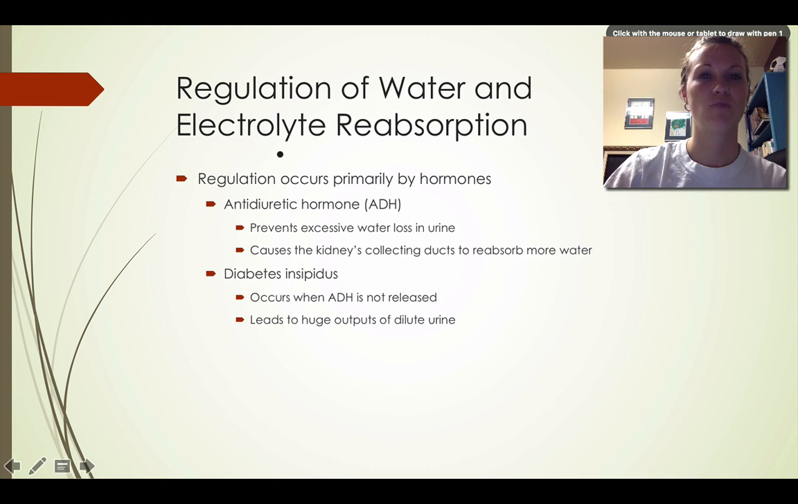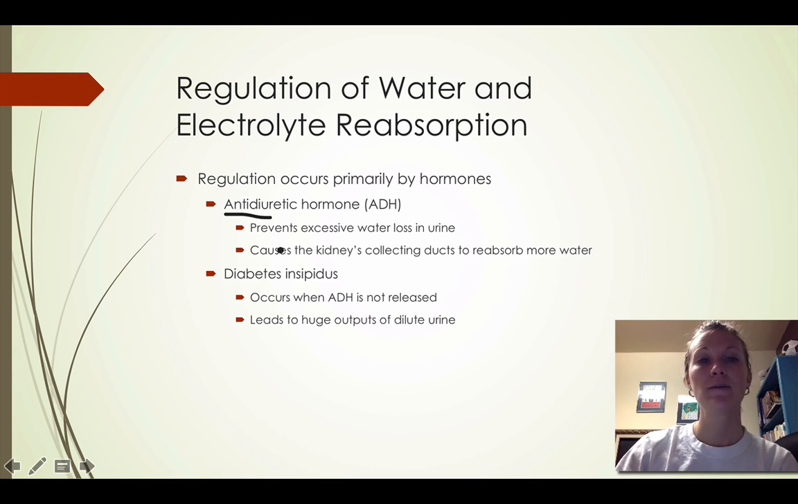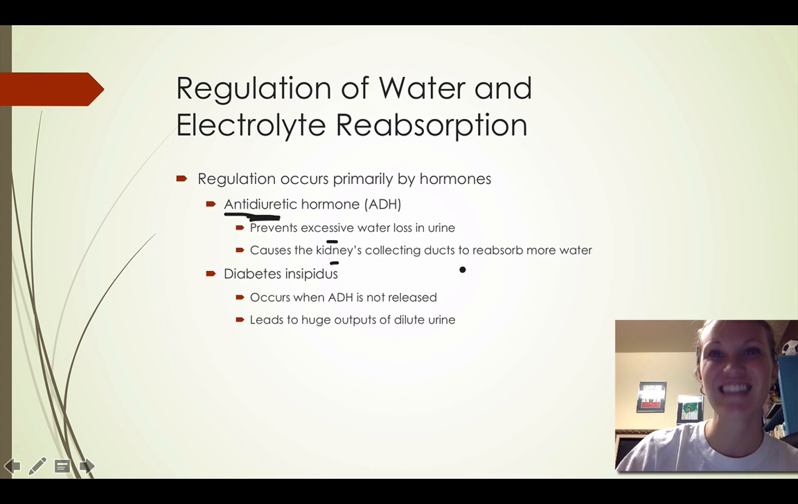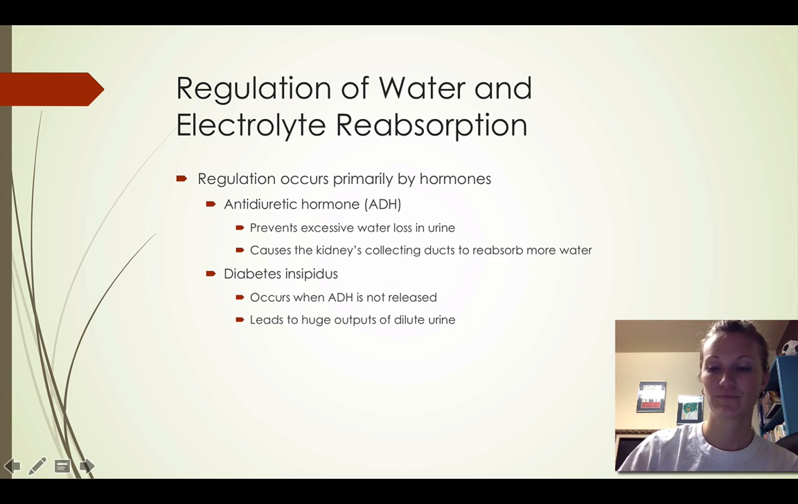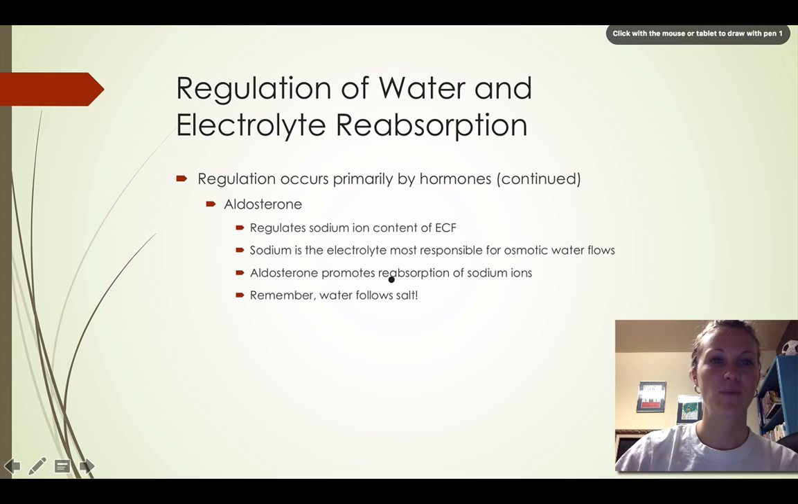So the regulation of water absorption and electrolytes has to do with some hormones. The first one is the antidiuretic hormone. We talked about this in the endocrine system, so if you were watching those videos, you probably recognize the antidiuretic hormone. Basically this prevents excessive water loss, and it causes the kidneys' collecting ducts to absorb more water. And then a result is diabetes. Sometimes diabetes can occur when antidiuretic hormone is not released. This will lead to a huge amount of urine output.